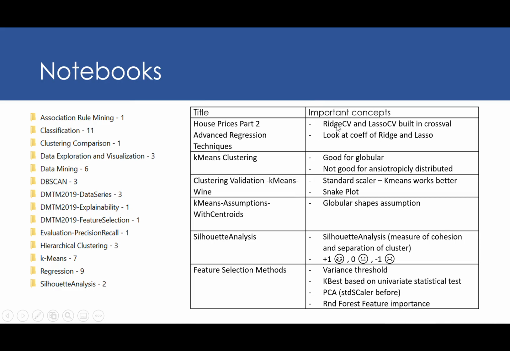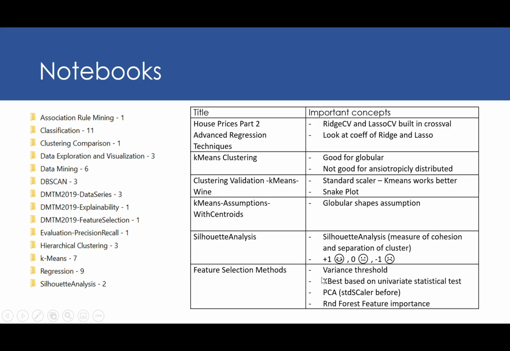Then we have the wrapper of cross-validation. We also have the difference between the clustering of k-means, that is good for globular shapes, but not for anisotropic ones. Okay, silhouette analysis is good if 1, is bad if -1, generally speaking, but you also have to analyze the shape of the silhouette coefficient.